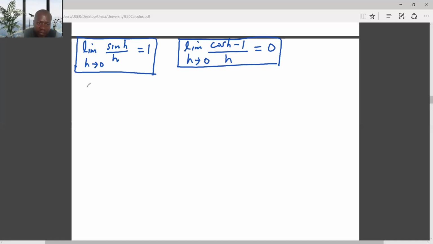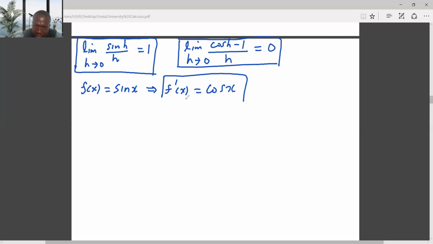Let's say we have f of x, if f of x equals sine x, we want to prove that the derivative of sine x is cos x. This is what is required to prove. We want to prove that indeed the derivative of sine x is cos x. And to prove that, ladies and gentlemen, we are going to use first principles.